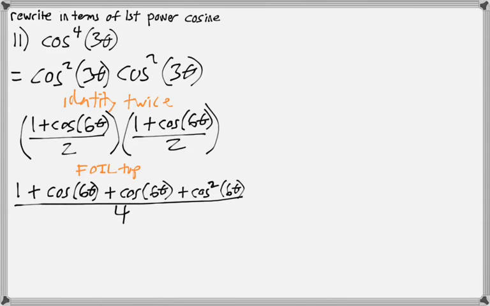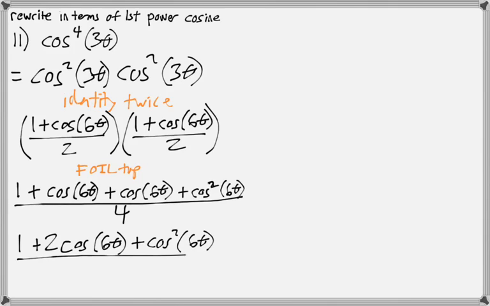So if I combine those middle terms, it's going to be 1 plus 2 cosine of 6 theta plus cosine squared of 6 theta all over 4. Okay, so we're doing good. I need to use the identity again on this part.